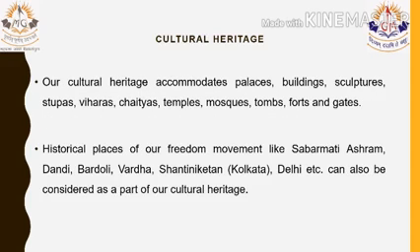Now let us see what are all the different things that are accommodated in cultural heritage. In cultural heritage, palaces, buildings, sculptures, stupas, viharas, chaityas, temples, mosques, tombs, forts, and gates are all included. Let us take it one by one. The palaces built by different rulers through different centuries, the different buildings that they have made, the different sculpting work that has been made during different times.